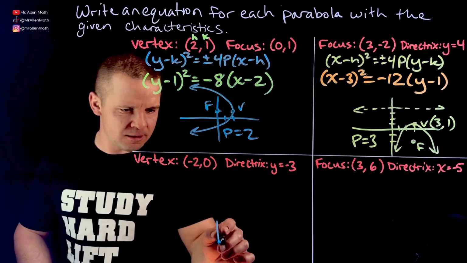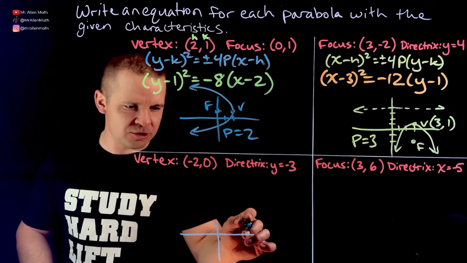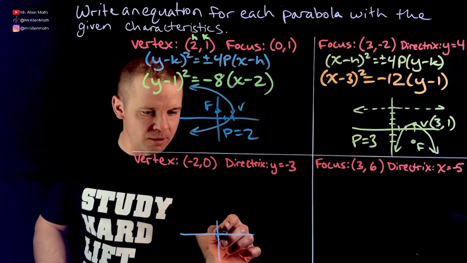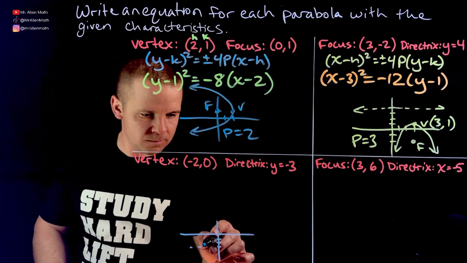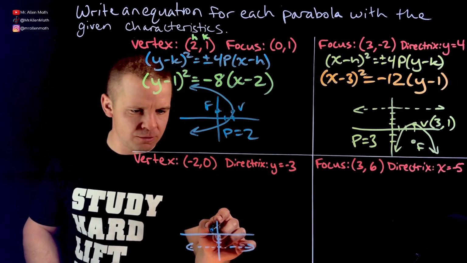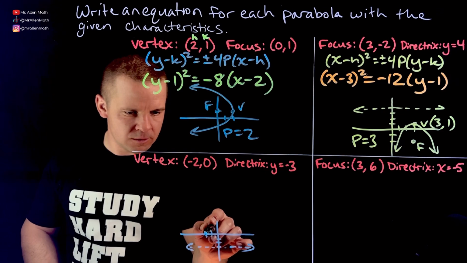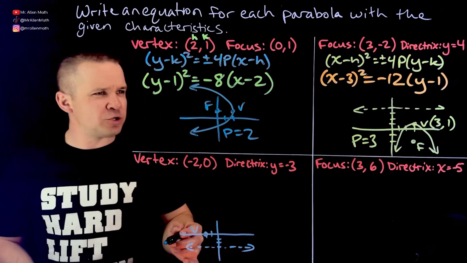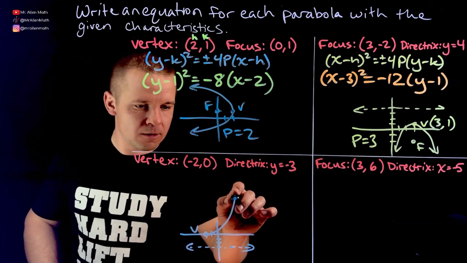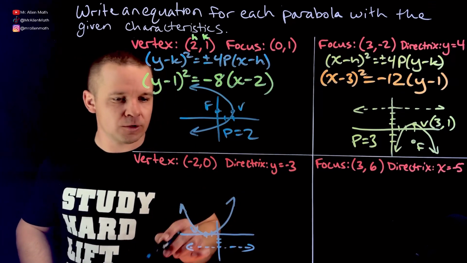So let's see here. Gotta make sure I have room. Hopefully I'm still on the screen. We got negative 3, 1, 2, 3. And then we have negative 2, 1, 2, 0. That's my vertex. So which way is this one opening? It always opens away from the directrix. So I'm opening up. Cool.